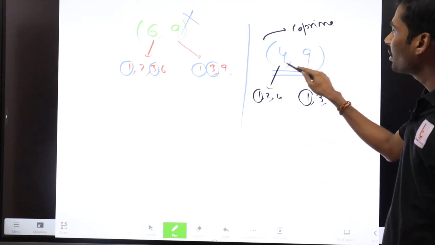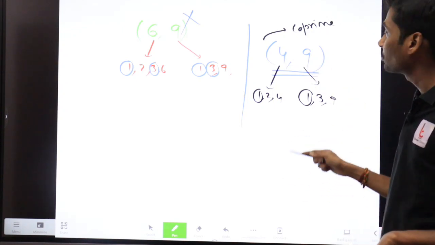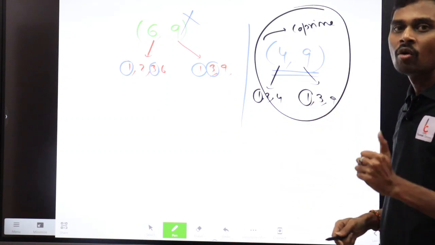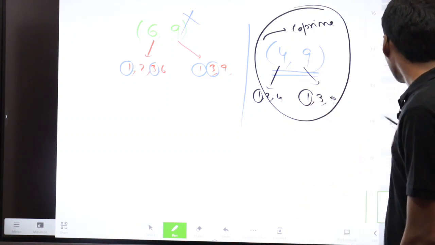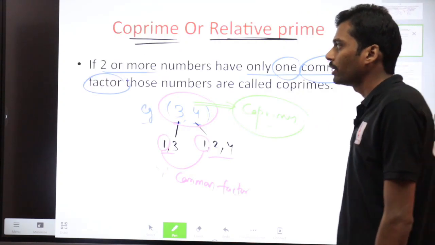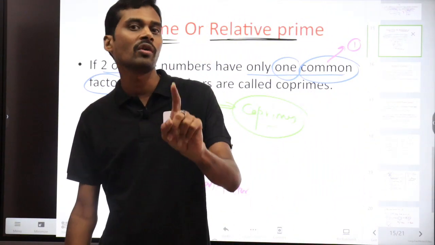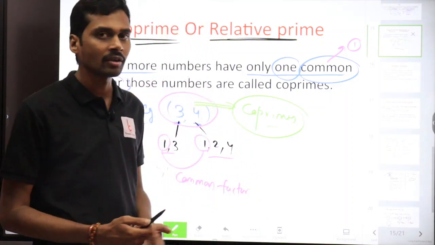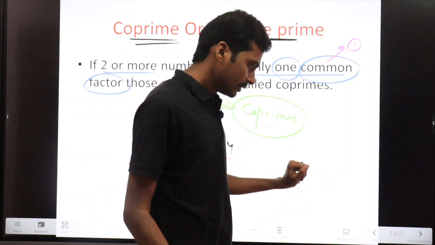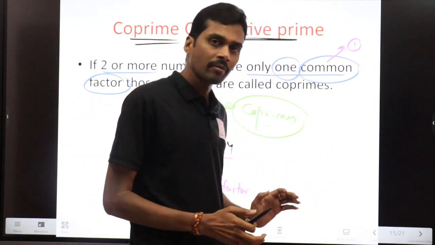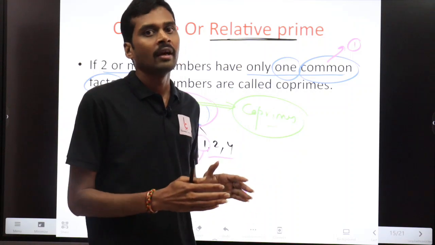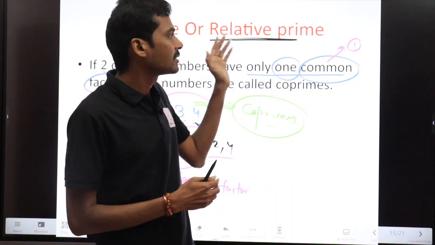But 4 and 9 are coprimes. Even though 4 and 9 are composite numbers, we say 4 and 9 are coprime, because both numbers have only one common factor. You should always go by the definition like that: two or more numbers having only one common factor. Clear? We have different kinds of problems related to coprimes or relative primes, which we will discuss in class.